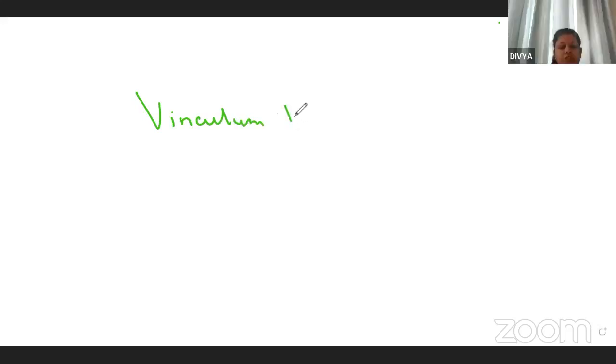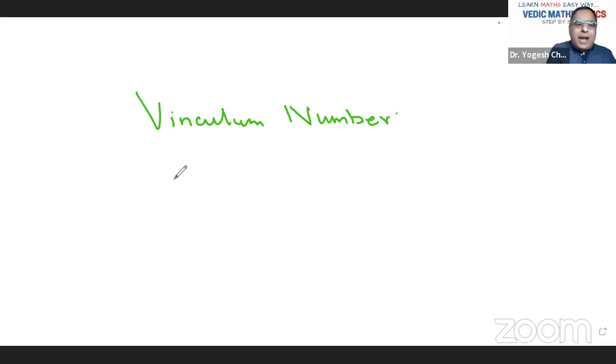So welcome to the topic Vinculum numbers. Now, what is Vinculum? It's a combination of both positive and negative digits. Now, this is unusual for us. Why do we call it unusual? Because generally a number is either positive or negative. We have never seen a number having two different kinds of digits.